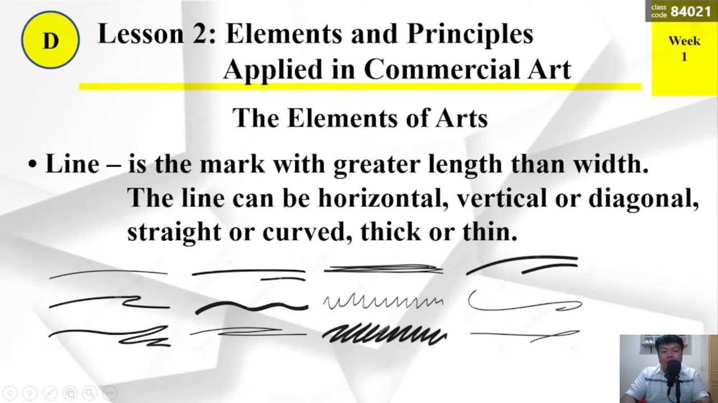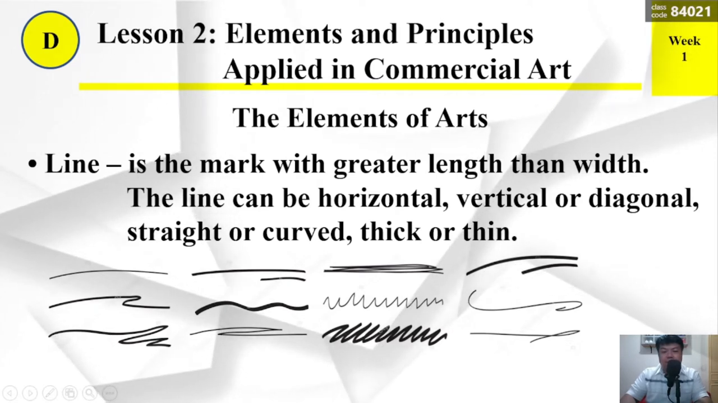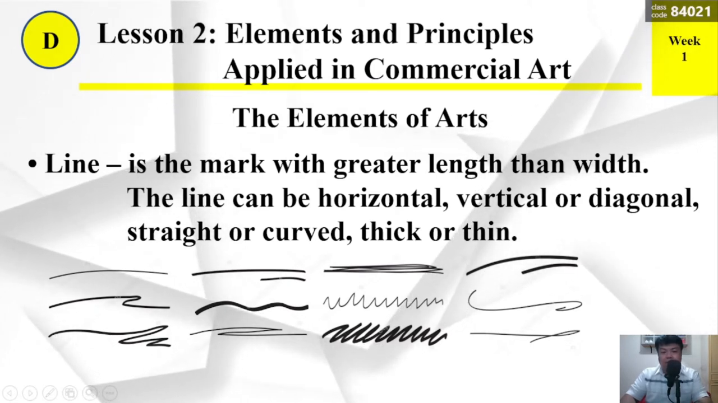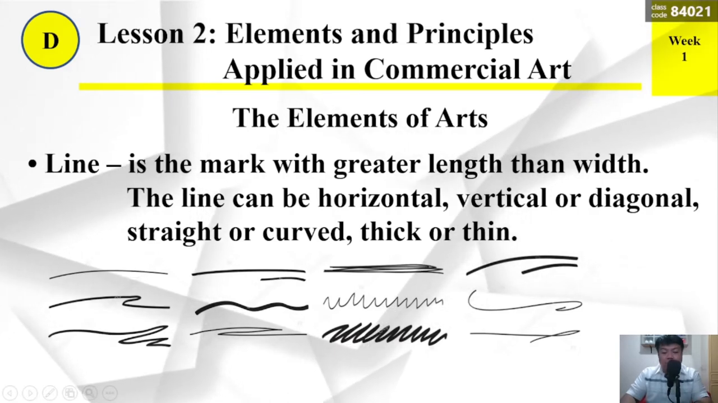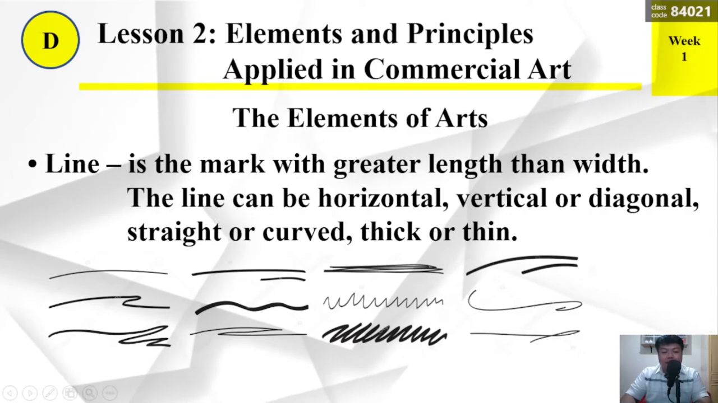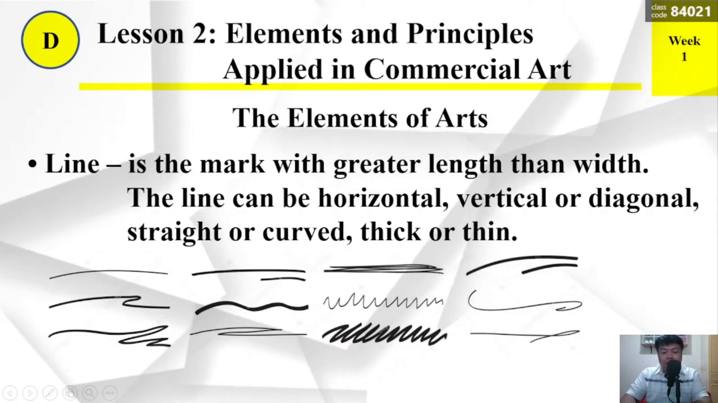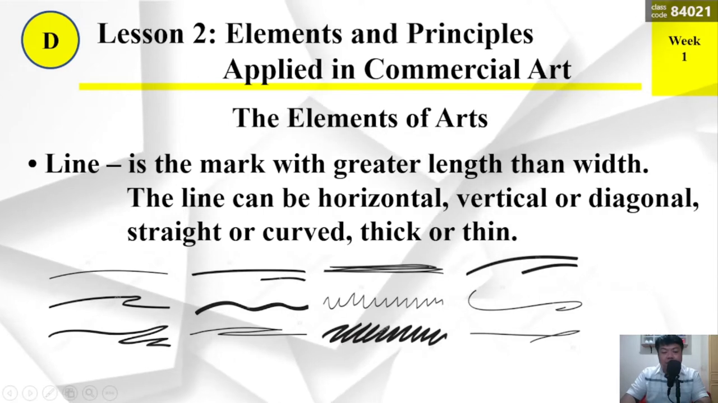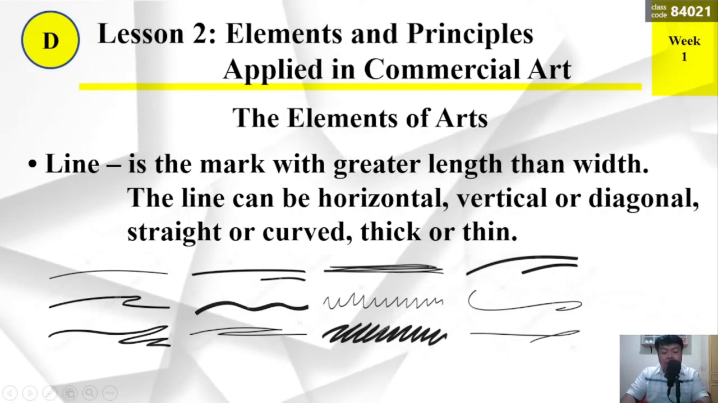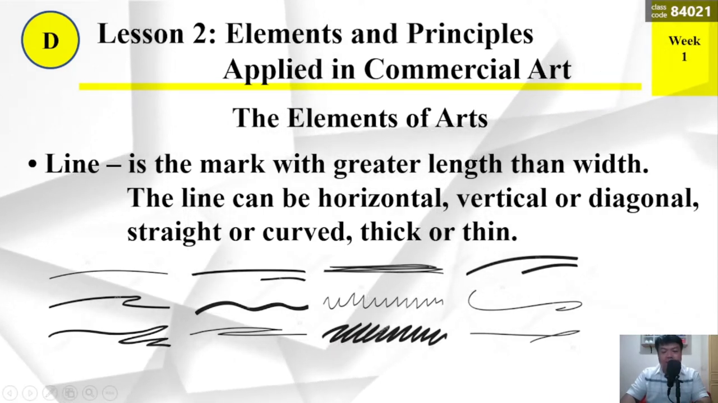The elements of art. Line. Line is a mark with greater length than width. The line can be horizontal, vertical, or diagonal, straight or curved, thick or thin.